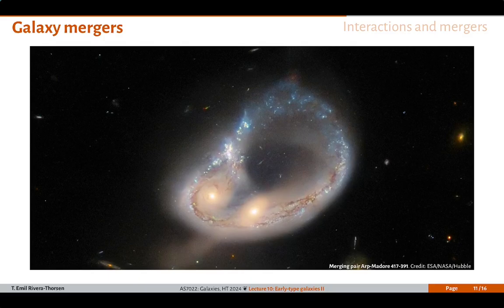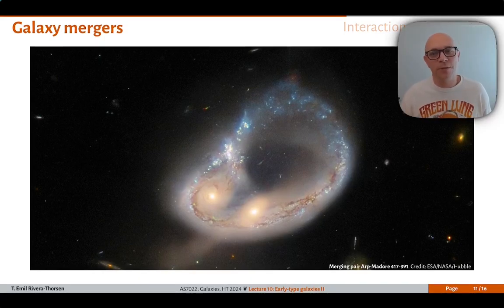Here's another cool picture, just because I thought that we deserve to get to look at some really cool pictures when we are talking about something as dramatic and theatrical as galaxy mergers. This is the merging pair called Arp-Madore 417-391. I don't know much about it, but you can see how you have two core spiral galaxies which have merged. You can see these streams of stars that have been flung out, and how in parts of it, it has sparked intense star formation episodes as well. And you can even see that there's a stream of older stars being flung out in the opposite direction.